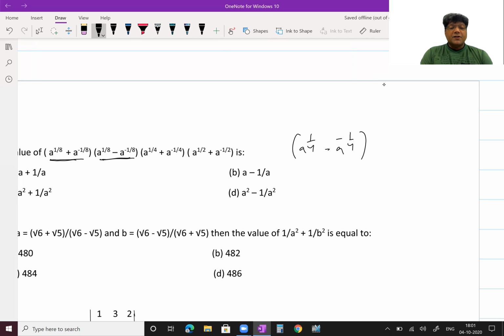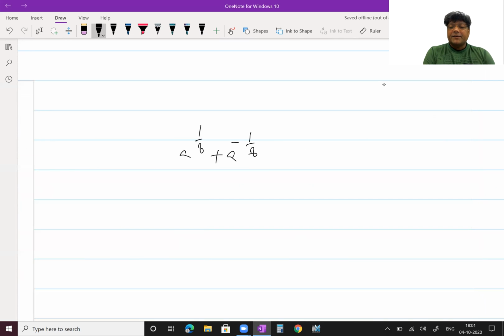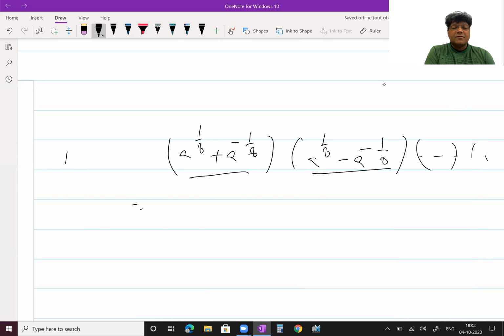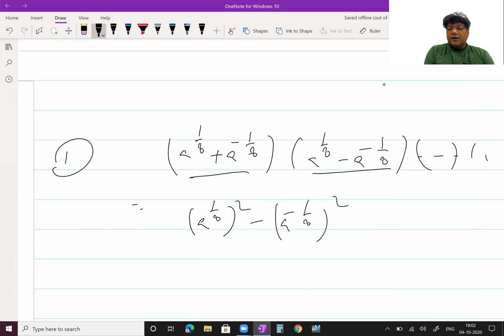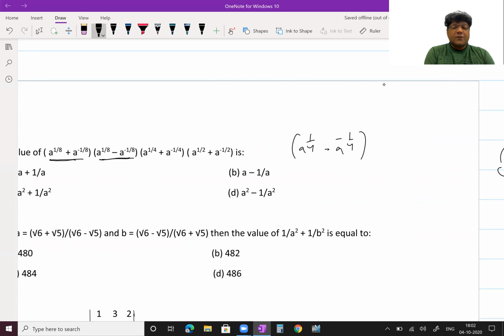And if you say, how, sir? Look here. a to the power 1/8 plus a to the power minus 1/8, into a to the power 1/8 minus a to the power minus 1/8, and then the next bracket. We are talking about these two multiplications. (a plus b) into (a minus b) was what? a square minus b square. So if you open the bracket, the 2 and 8 will be multiplied, that is a to the power 1/4, and this will be a to the power minus 1/4. I have written this directly here, so this has come from the multiplication of the first two.